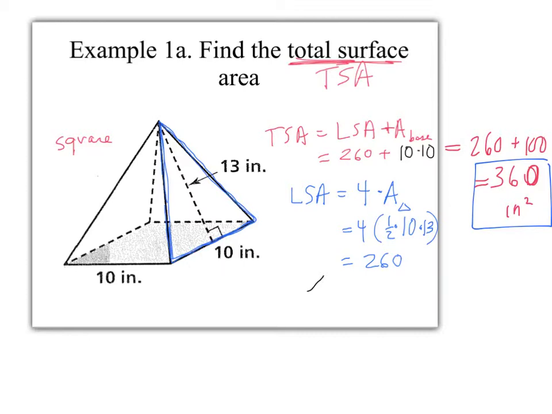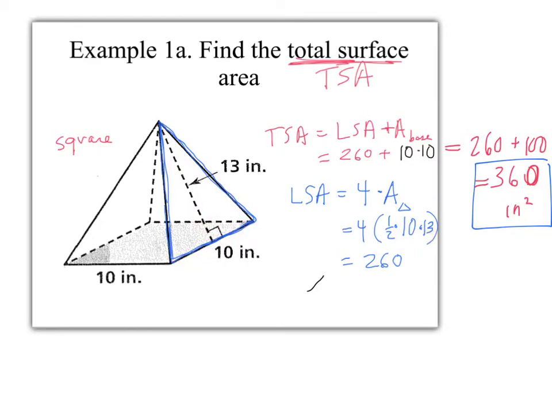And we are done. Just as a recap, TSA, like always, is your lateral area plus the area of your base. We just have one base here, and it's a square. So the area of the base is the easy part. It's a square, so you just do side times side, 10 times 10, which gives you 10 squared, which is 100. And LSA we found was 260 because we saw that there were 1, 2, 3, 4 triangles for the lateral side. Each triangle was the same: 1/2 times 10 times 13, 1/2 base times height.